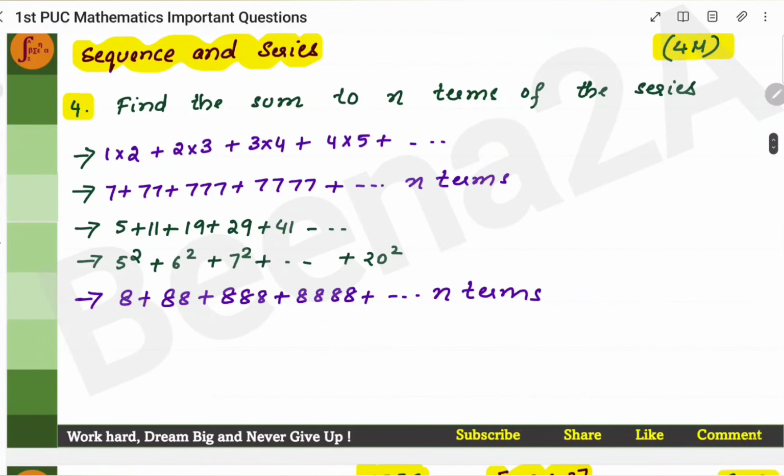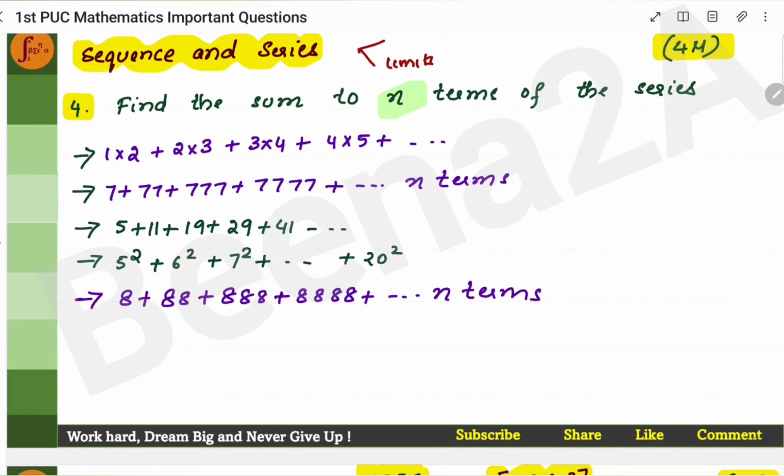The next comes the 4-marker questions. So you will get one from sequence and series and one from limits. Now from sequence and series, this is a frequently asked question in the previous question papers. You'll have to find the sum of the series. The series could be anything, you could have any kind of series. Practice a lot of problems with respect to sequence and series.